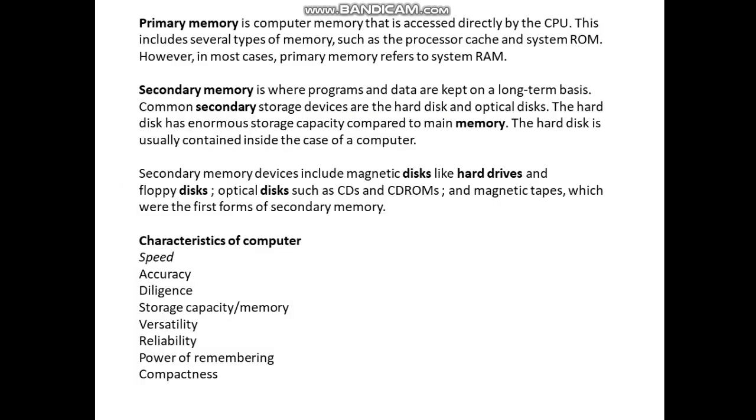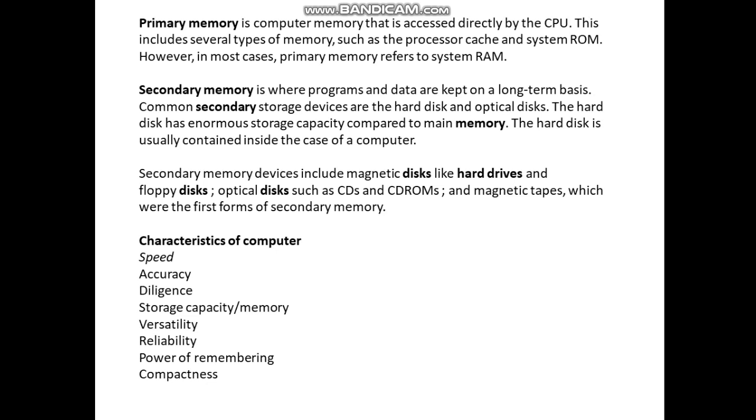Characteristics of a computer. Speed. It is very fast and can execute instructions in a fraction of a second. Its speed is in the range of millions to billions of instructions per second. It can execute an instruction in nanoseconds or picoseconds.